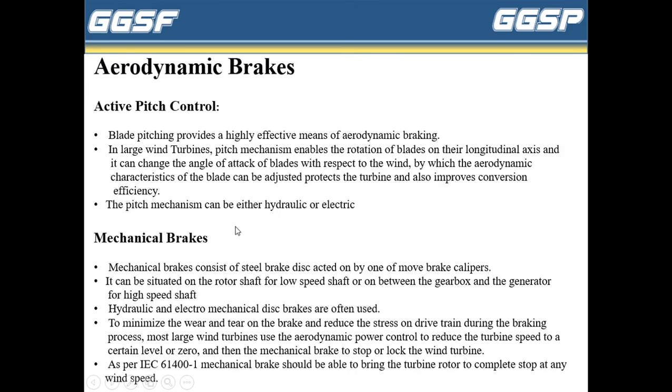Let us discuss the aerodynamic brake, active pitch control, and mechanical brakes. There are brakes, so we discuss the active pitch control first. Blade pitching provides a highly effective means of aerodynamic braking. In large wind turbines, the pitch mechanism enables the rotation of the blades on their longitudinal axis, and it can change the angle of attack of the blades with respect to the wind, by which the aerodynamic characteristics of the blade can be adjusted, protecting the turbine and also improving conversion efficiency.